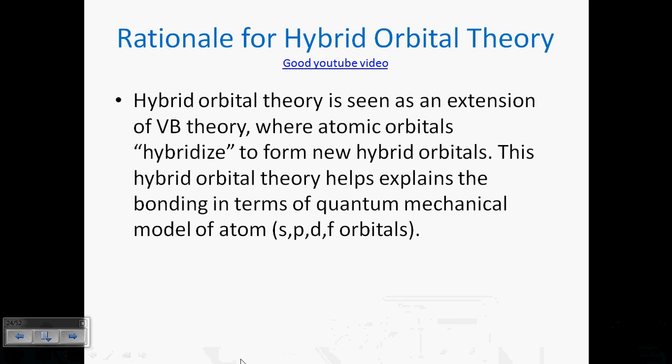In this podcast, we'll be looking over hybrid orbital theory. Some chemists think of hybrid orbital theory as an extension of valence bond theory. If you recall from the last podcast, the valence bond theory was very successful in explaining chemical bonding in terms of bond strength and overlap of atomic orbitals. However, it did not explain bonding in terms of s, p, d, f orbitals, which is our current quantum mechanical model of the atom. Hybrid orbital theory takes the concept of overlapping of atomic orbitals and explains it in terms of s, p, d, f orbitals, which is our current quantum mechanical model.